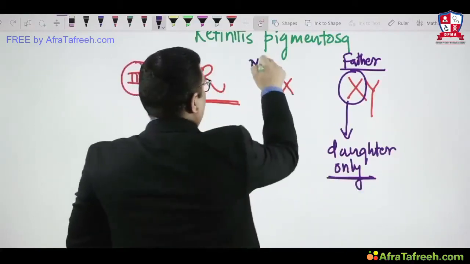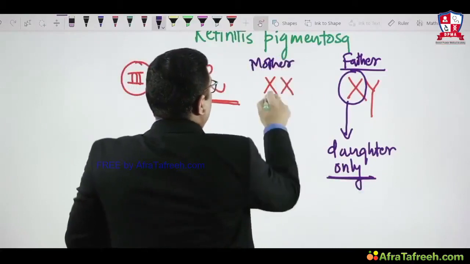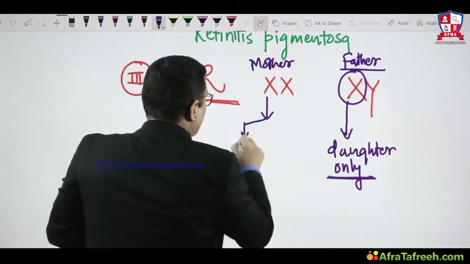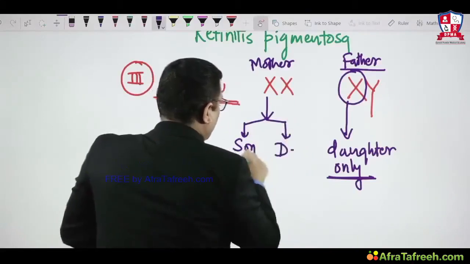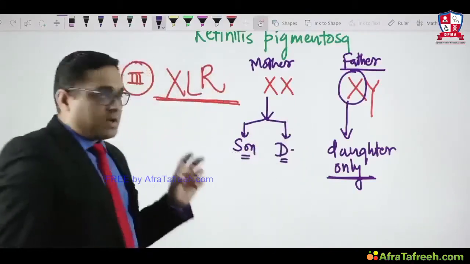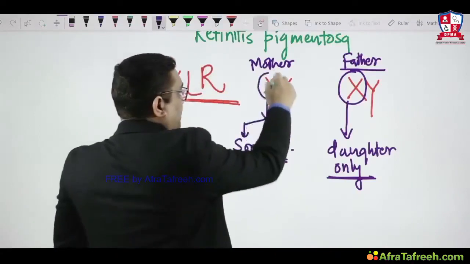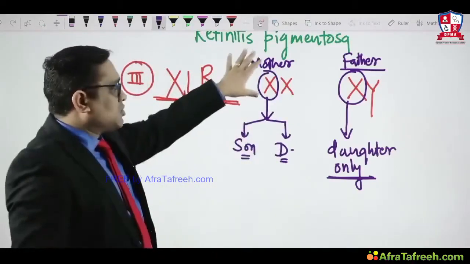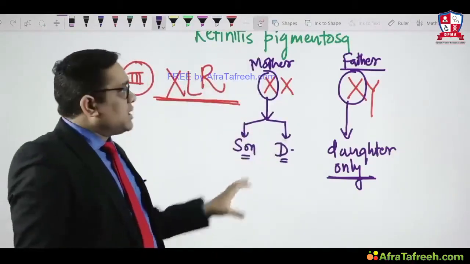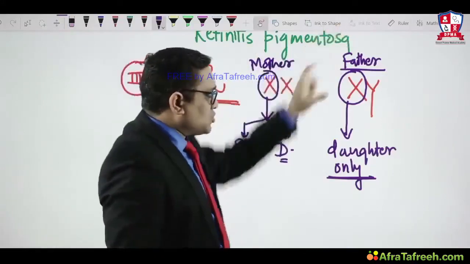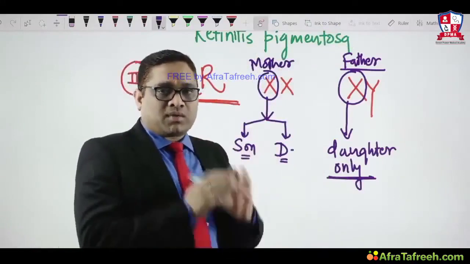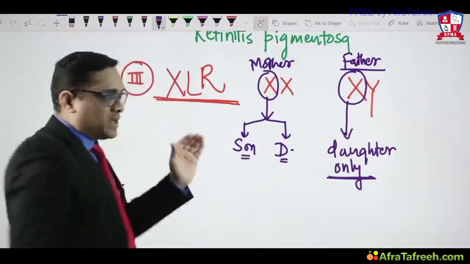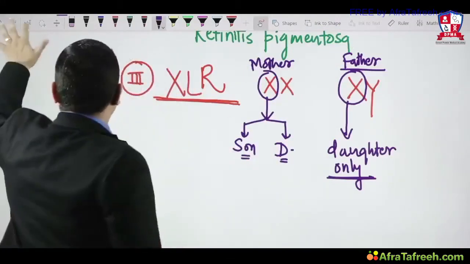But when we are talking about mother, right, mother's X chromosome will be going to both son and daughter. So that is the important thing we have to understand. Whenever we talk about mother's X chromosome, it will be going to both son and daughter. But when we talk about father's X chromosome, it will be going to daughter only. So that thing should be clear in our mind before we go for X-linked recessive disorders.